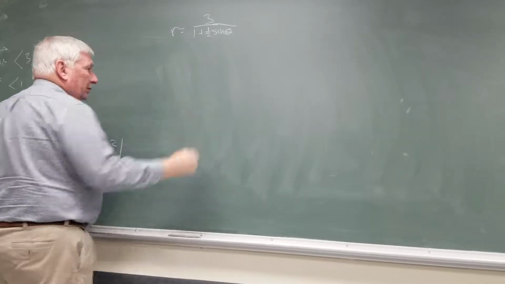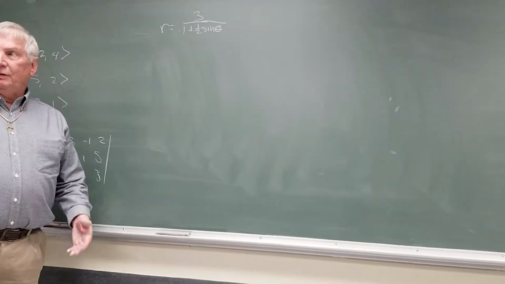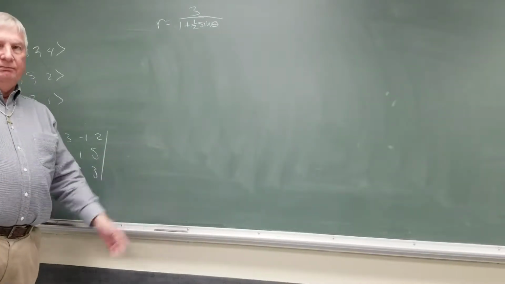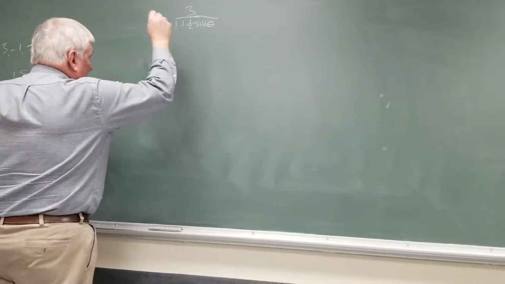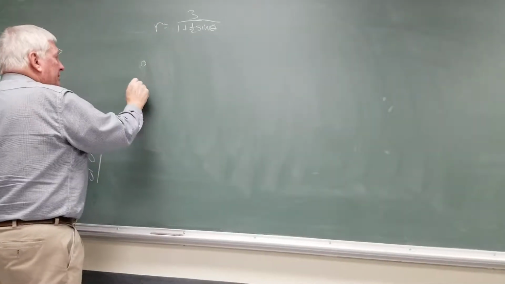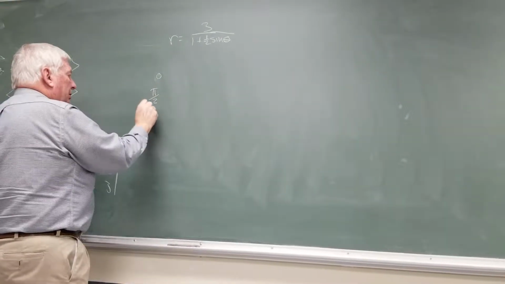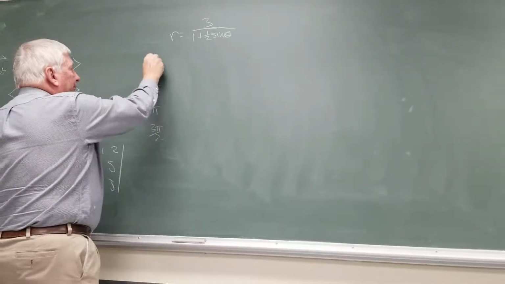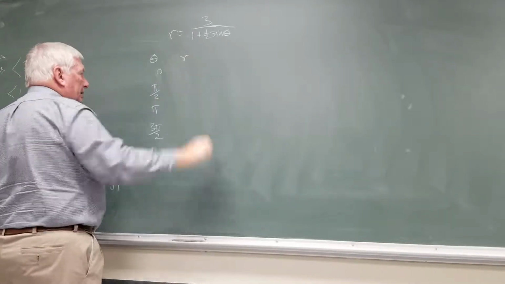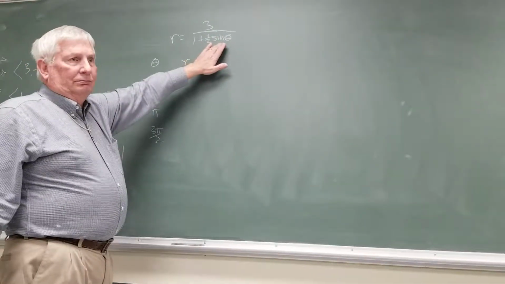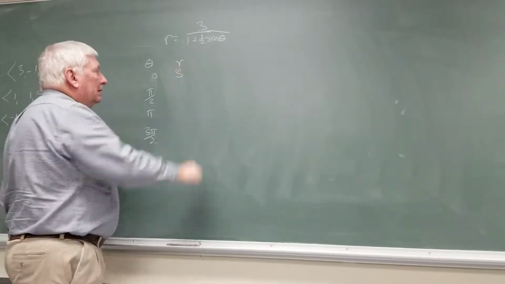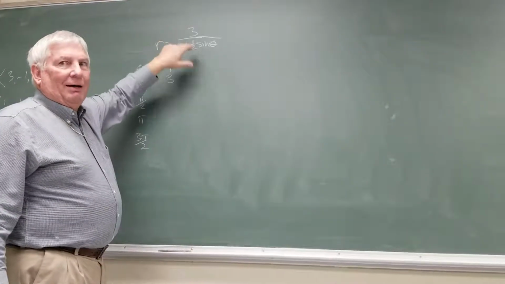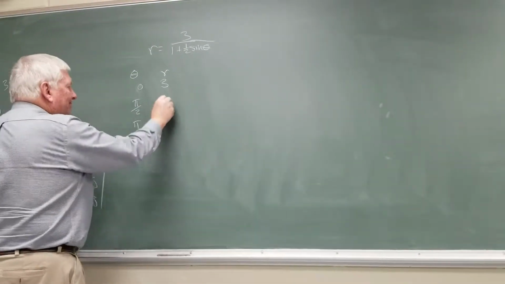The key is we look in the cardinal directions and then use symmetries that we know about, ellipses and parabolas and hyperbolas, to fill in other points. So, in the cardinal directions, 0, pi over 2, pi, and 3 pi over 2. R is, let's see, sine of 0 is 0, so we have 3. At pi over 2, sine is 1. 3 divided by 3 halves goes 2 times.